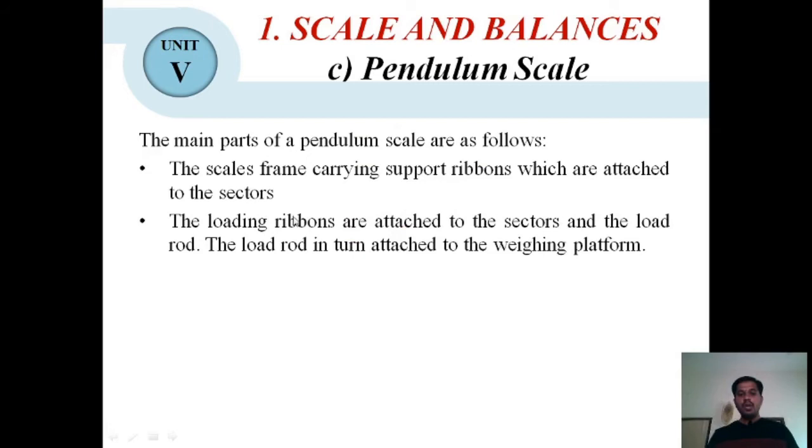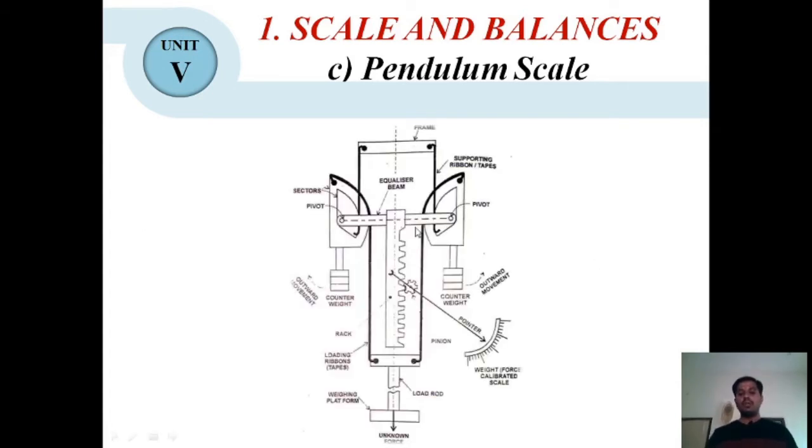The next one is the loading ribbons. The second type of ribbons are attached to the sectors and the load rod. The load rod in turn is attached to the weighing platform. So this is your weighing platform, and these are your loading ribbons. One end of the loading ribbon is attached to the top end of the sector, and the other end is attached to the weighing platform. These loading ribbons are also arranged on either side of the frame.